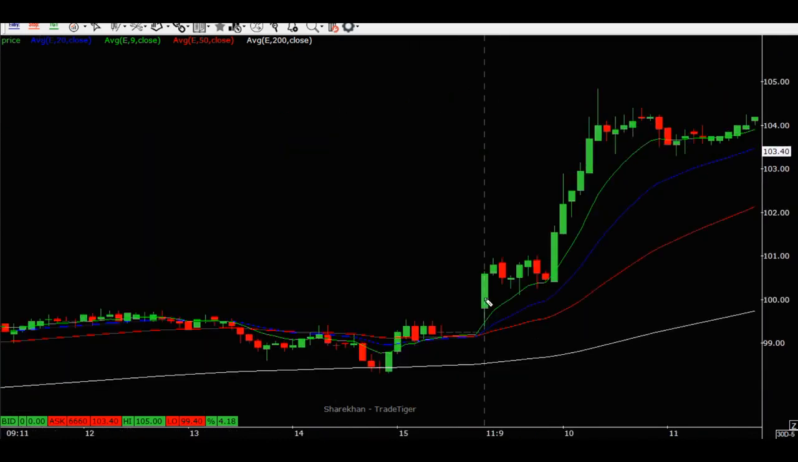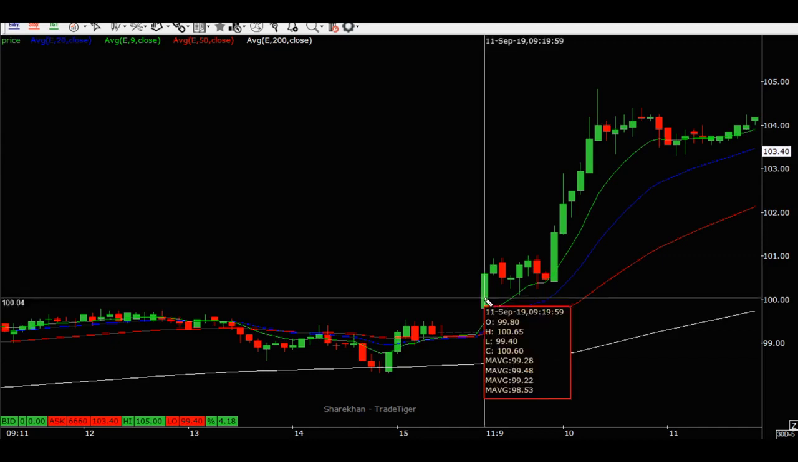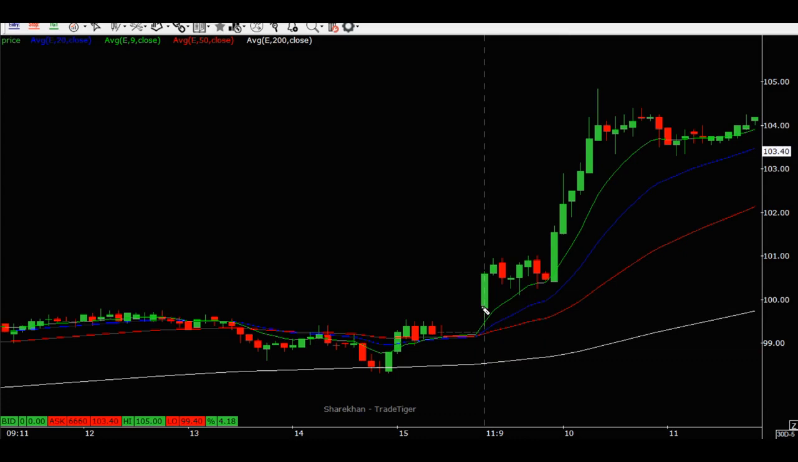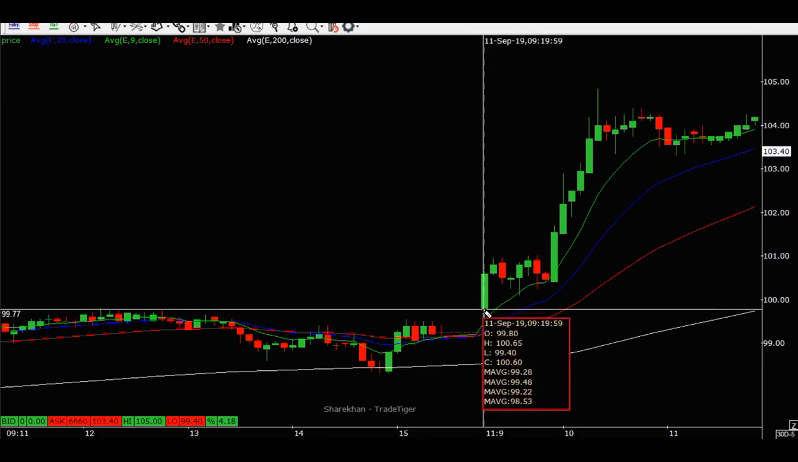Okay, so we're on the 5 minute time frame, and this is the opening candle at 9:15. This is where price opens. Now we need to read the charts, the candles, as if we're reading a book. So how do we do that?